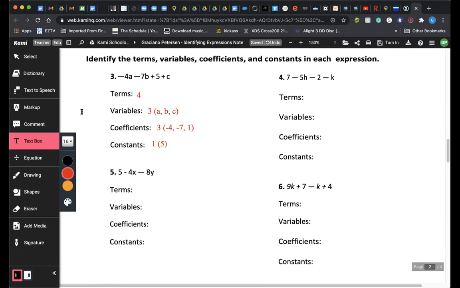Okay, so using the same concept that we just did in number 3, I want you guys to do number 4 on your own, and I'm going to come back and check on your answers in a minute. So I'm going to give you a minute to just work on number 4 on your own, and then we'll see if you guys got the right answers.